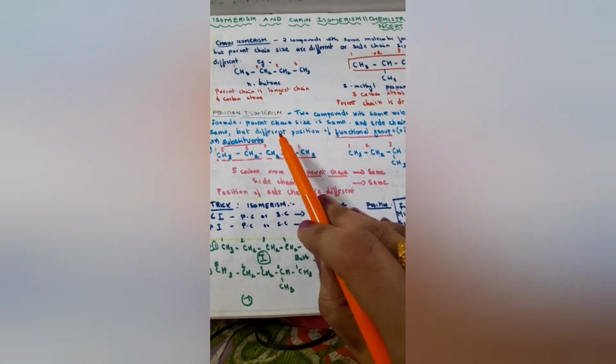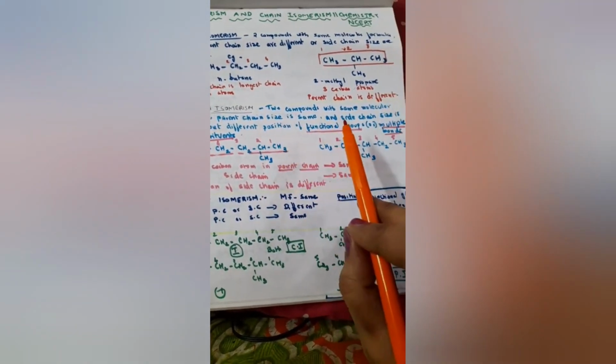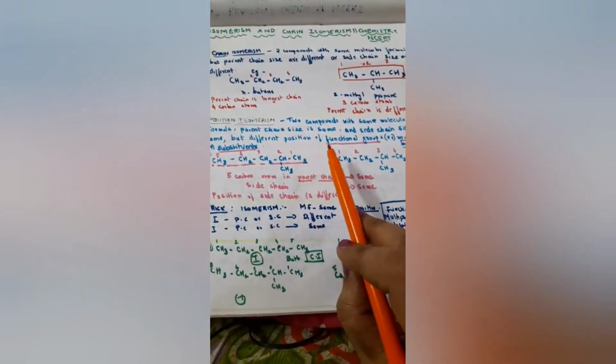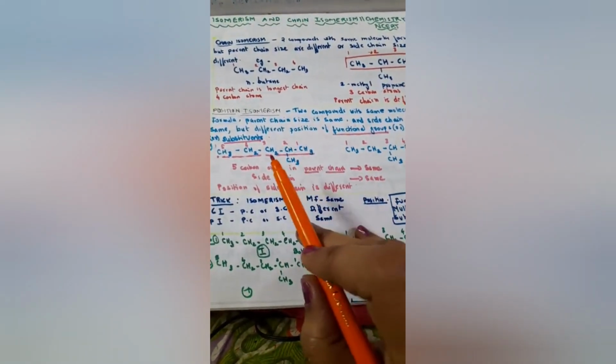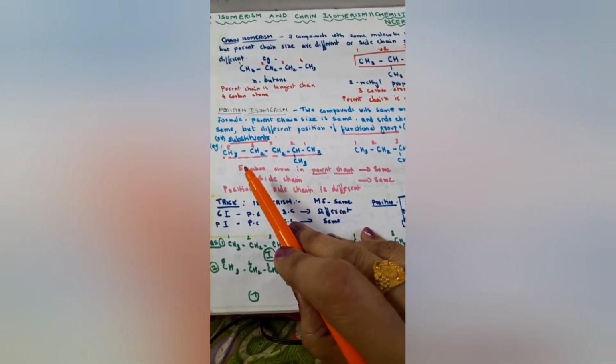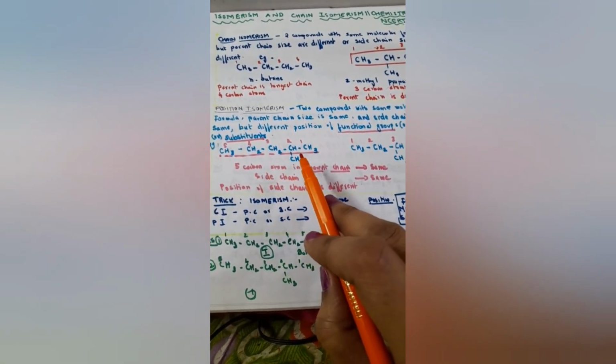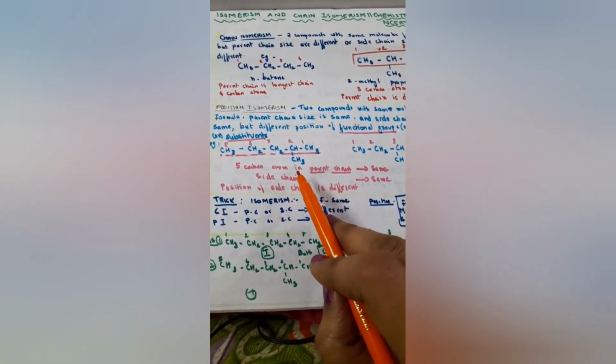In position isomerism, the parent chain size is the same and the side chain size is the same, but the position of the functional group, multiple bond or substituents is different. Let us see this example: CH3, CH2, CH2, CH, CH3, and the side chain is also CH3.